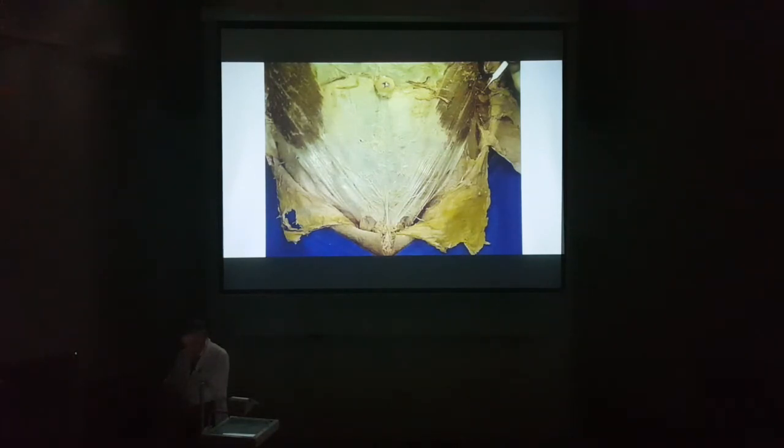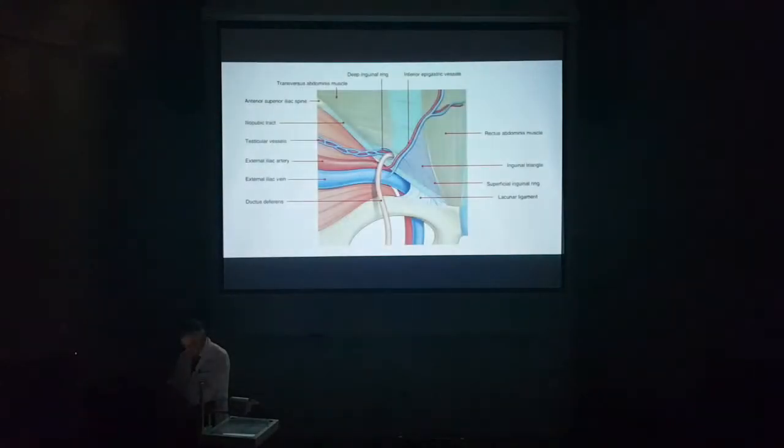This is the umbilicus, midline, skin taken off, and this is the external oblique, and this is the inguinal ligament. The lower part of the aponeurosis has an opening of the inguinal canal, the external opening of the inguinal canal.